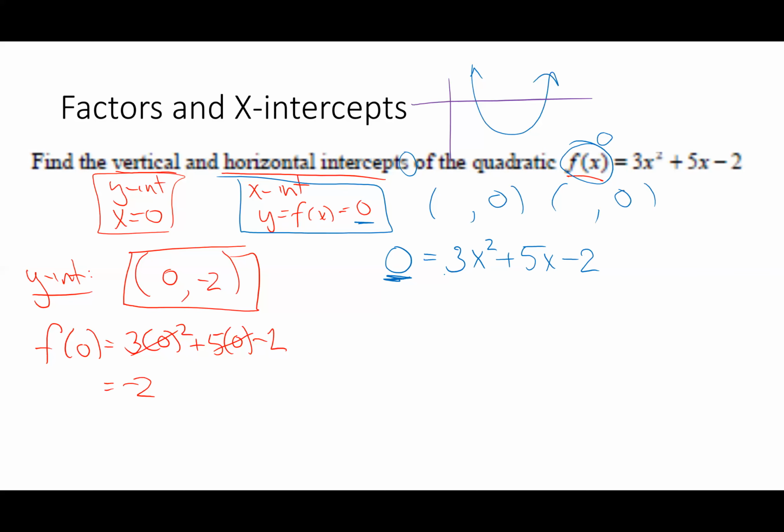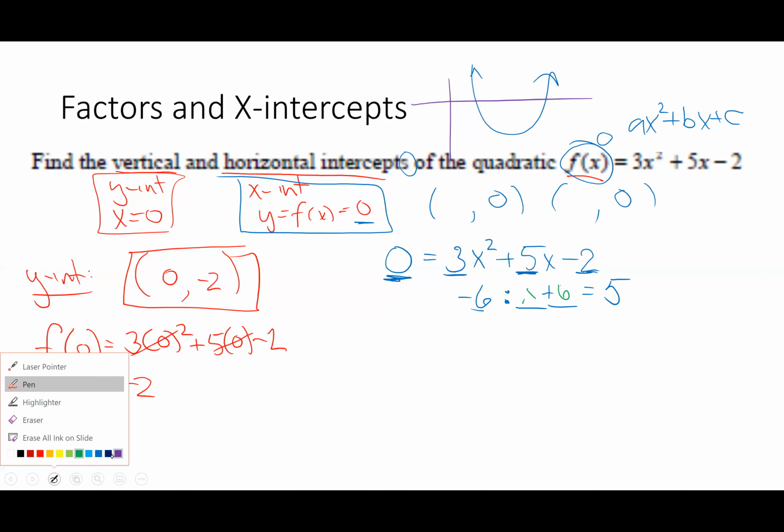So I multiply the a and the c value. As a reminder, our general form of this quadratic is ax squared plus bx plus c. So I multiply the a and the c value. So 3 times -2, I get -6. And I'm looking for magic numbers. And what these magic numbers should do is multiply to -6 and add to 5. So I'm going to think about these for a second. Oh, got them. -1 and 6.